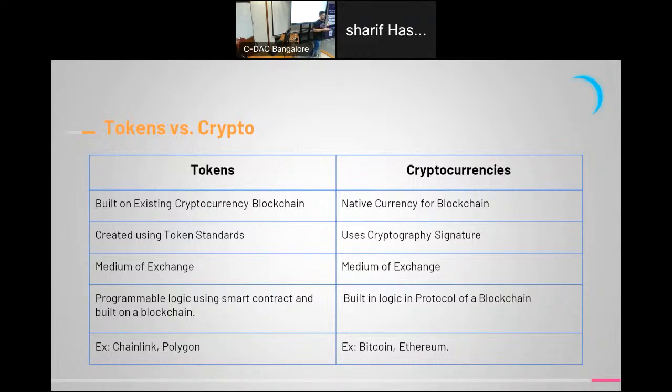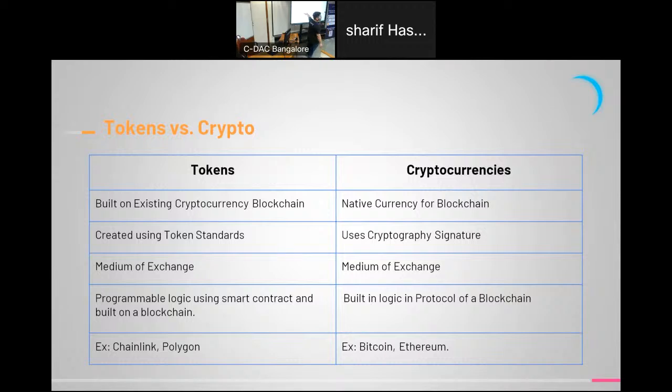What do I mean by that? So when I'm running transactions on a Bitcoin network, say you have a computer and you are a Bitcoin node, and I'm using your computer's resources to basically facilitate a transaction. So you must get something out of it, right? I'm using your CPU, your computational power and electricity. So the fees that you get are in the form of Bitcoin. That native form of currency is called cryptocurrency. These are created using cryptographic signatures.